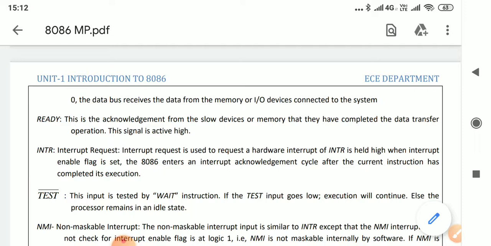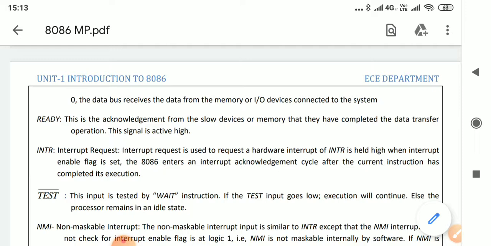Test bar signal: this input is tested by the wait instruction. If the test input goes low, execution will continue, else the processor remains in idle state. So remember the function of the test bar pin. If this is low, then execution is continued. Otherwise, the processor is in idle mode.